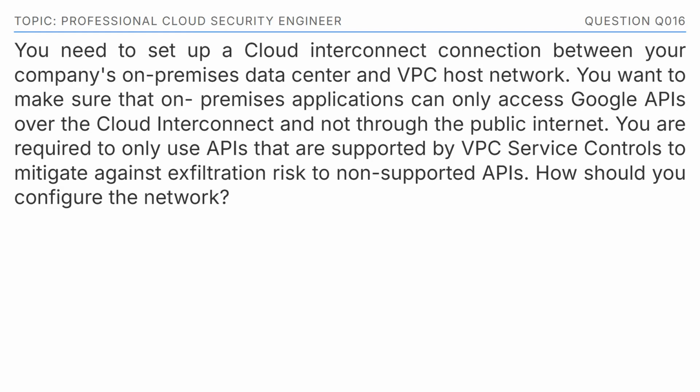You need to set up a Cloud Interconnect connection between your company's on-premises data center and VPC host network. You want to make sure that on-premises applications can only access Google APIs over the Cloud Interconnect and not through the public internet. You are required to only use APIs that are supported by VPC Service Controls to mitigate against exfiltration risk to non-supported APIs. How should you configure the network?